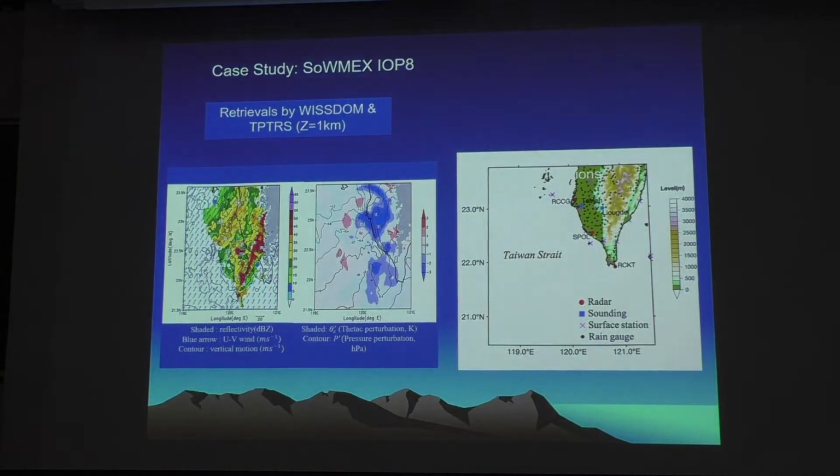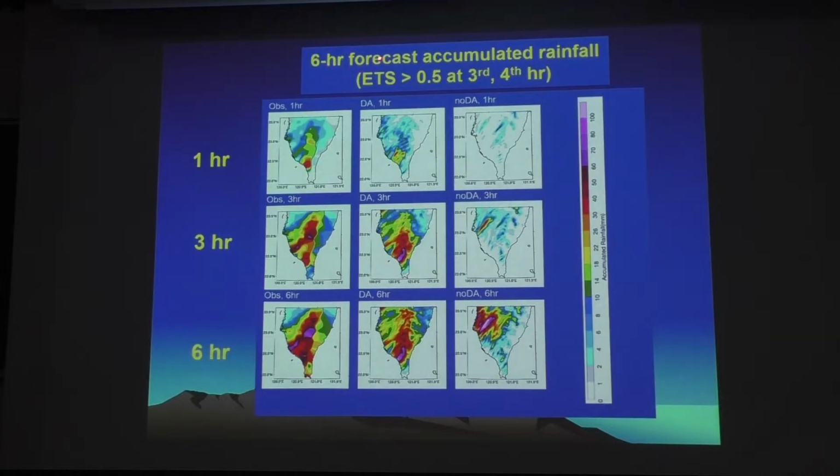Now, again, this is a real case from the SOWMEX IOP8. This is the retrieved wind and the temperature and pressure from WISSDOM and the TPTRS. And this is a 6-hour forecast accumulated rainfall. This is observation. This is a result from data assimilation. And you can see that the model is able to capture the rainfall pattern and the quantity very well. And this is a pure model simulation without doing DA, and the model cannot capture the rainfall.